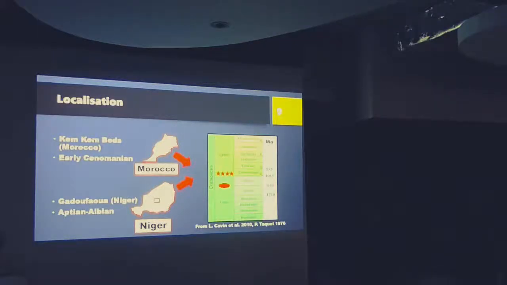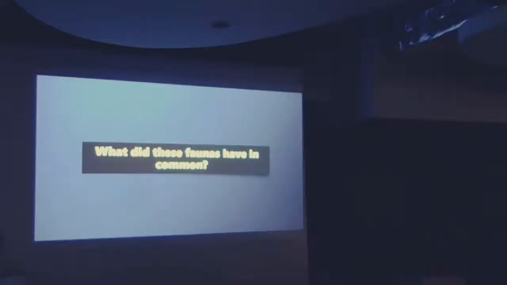These two fossil deposits are not dated to exactly the same period of the Cretaceous. The Kem Kem beds are dated to the beginning of the Cenomanian, at least for the four localities that we studied, whereas Gadoufaoua is dated between the Aptian and the Albian, around 113 million years ago. So the dates are different, but why did we decide to study both of these fossil deposits? It's because they have some things in common. And what do they have in common?